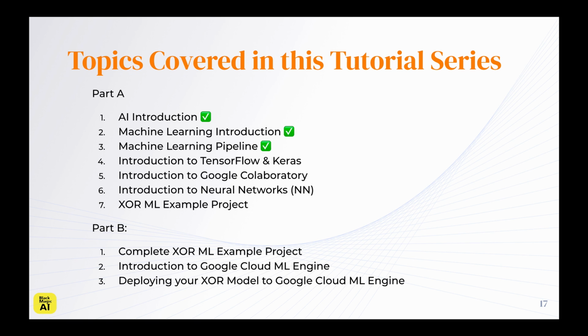In Section 1, we did an AI introduction. And then in Section 2, we did machine learning introduction. And then in the last video, Part 2, we covered the machine learning pipeline. In Part 2, we explained the machine learning pipeline as a high-level overview of the processes and tools used to develop a machine learning solution. Just to recap what the machine learning pipeline is, we talked about it in 4 different stages.